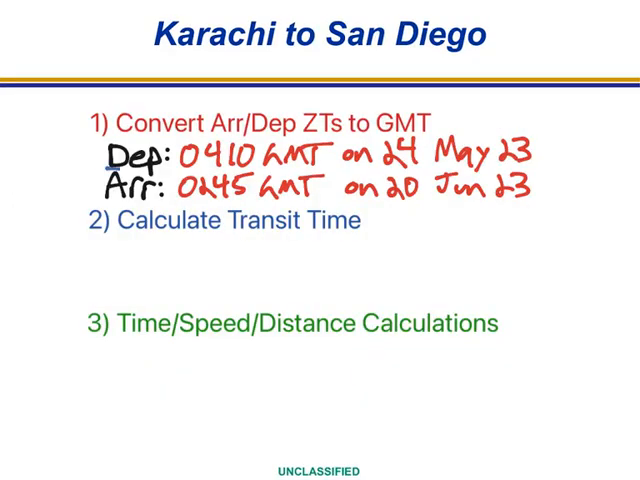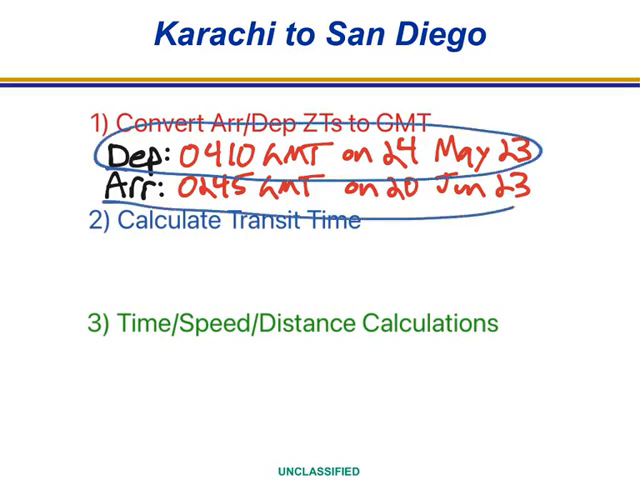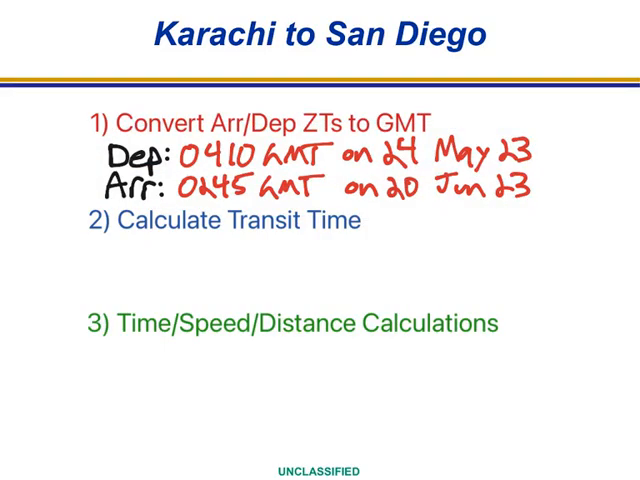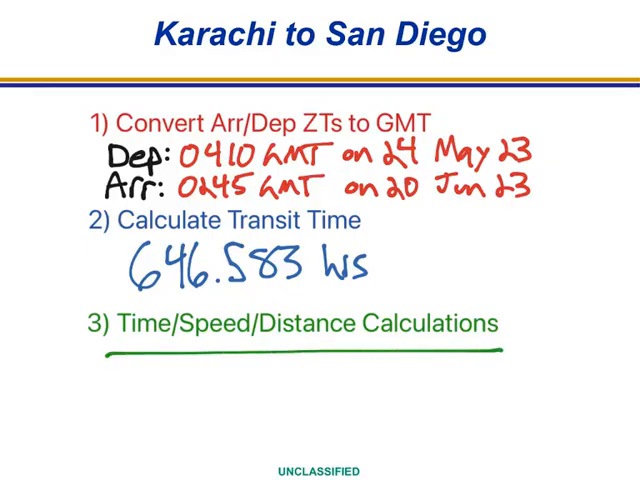And there we go. We took our departure time in Karachi in GMT and our arrival time in San Diego in GMT, and we did some math to figure out the amount of time between that departure and arrival, and that transit time was 646.583 hours. In our next video, we'll show you how to do the time, speed, distance calculations.